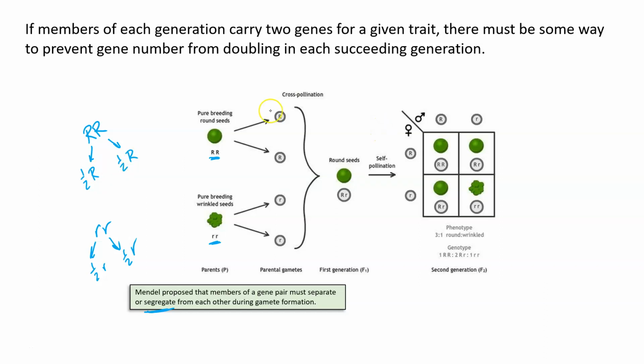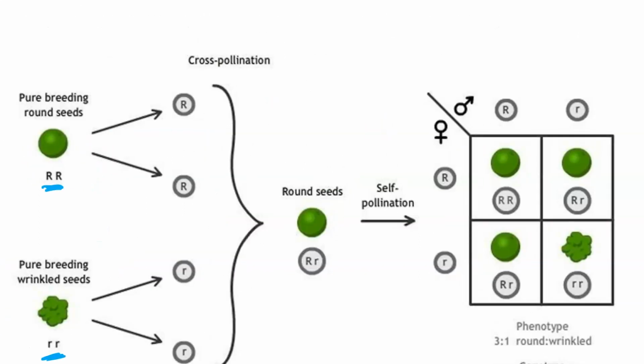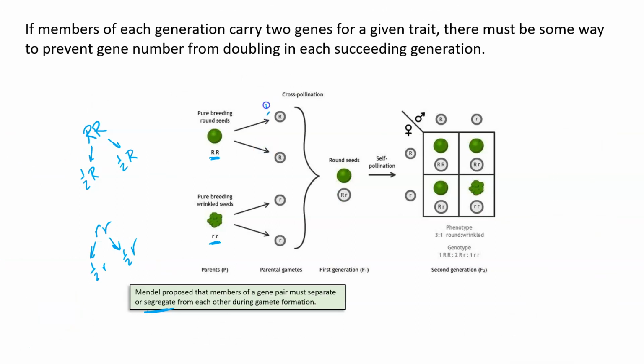So this big R is going to be passed on half the time, and this allele is going to be passed on half the time. This allele will be passed on half the time, and this allele will be passed on half the time. Okay? This phenomenon is called segregation. As a result, each gamete receives only one of the 2 genes that control a particular trait.